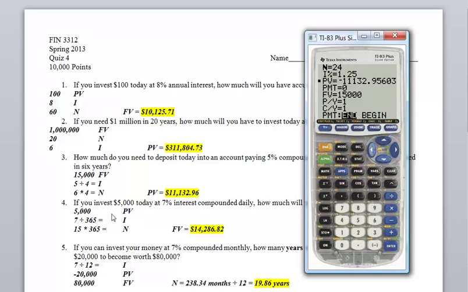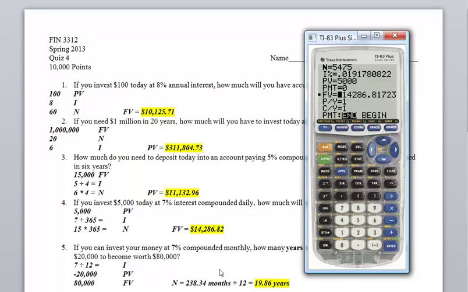Okay, we can do number 4 for fun. Go back, we're on present value, so 5,000 is the present value. It's daily compounding, so I is 7% divided by 365. Probably not a number you want to do in your head. And then just go up to N, and we have 15 years times 365 days a year. And put the cursor back down to future value and just do alpha, solve it. 14,286.82, there it is.